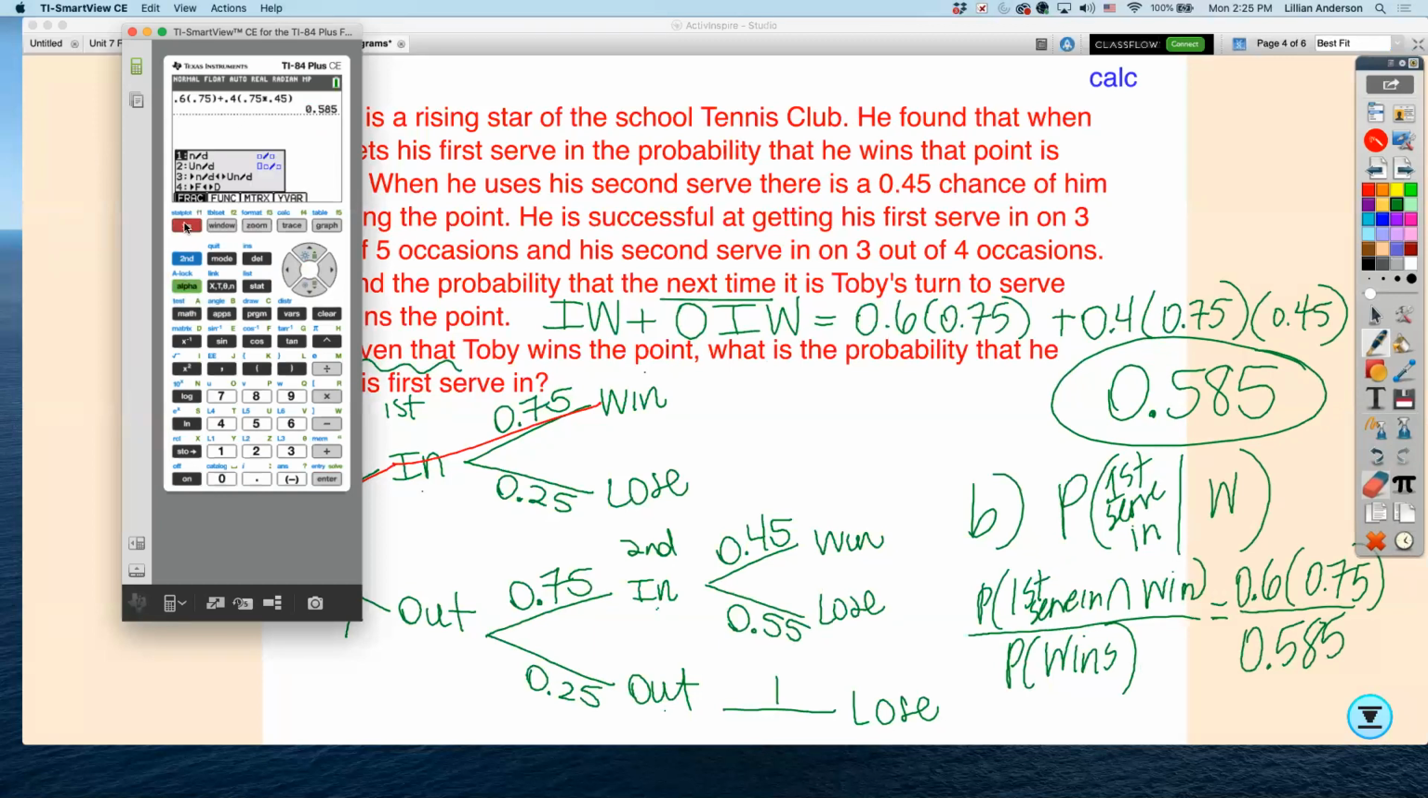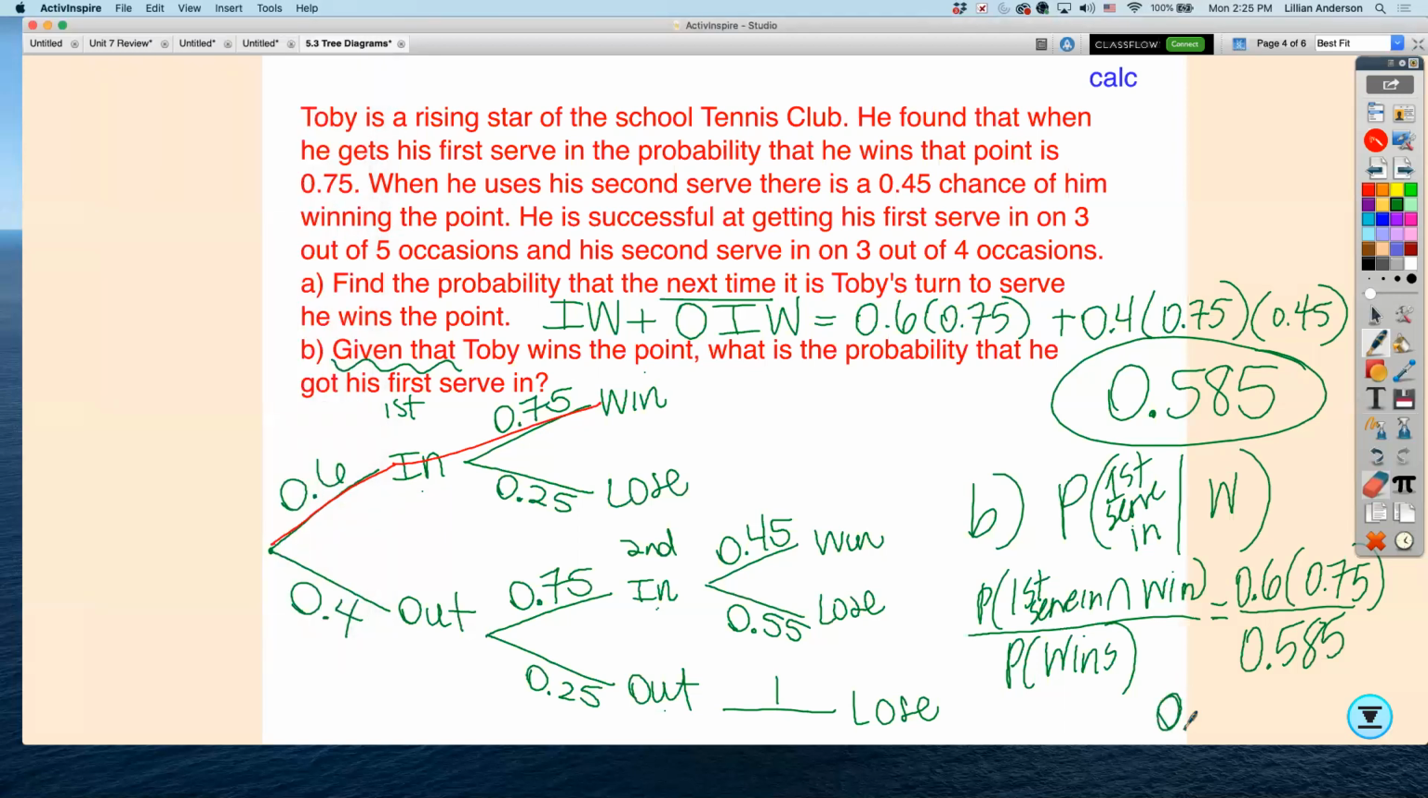Remember, alpha y equals option 1 gives us that fraction. So don't forget about that little feature. It's not necessarily needed, but you gotta be careful just in case. So rounded to three significant figures, what is it? 0.769. That's the probability that he got his first serve in, given that he wins the point.